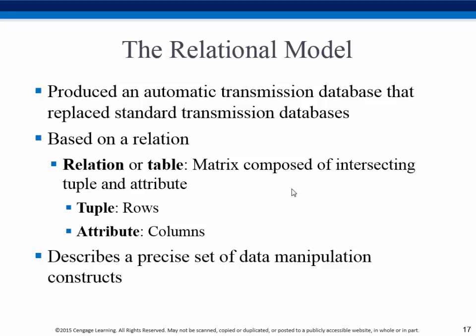To use an analogy, the relational model produced an automatic transmission database to replace the standard transmission databases that preceded it. Its conceptual simplicity set the stage for genuine database evolution. The relational model's foundation is a mathematical concept known as a relation. To avoid the complexity of abstract mathematical theory, you can think of a relation, sometimes called a table, as a matrix composed of intersecting rows and columns.